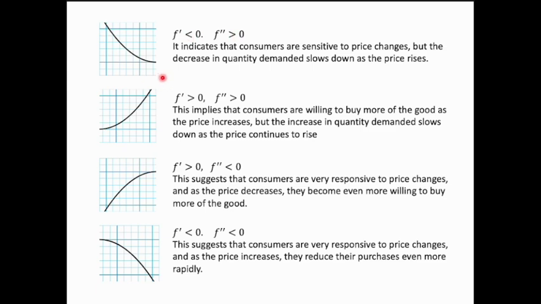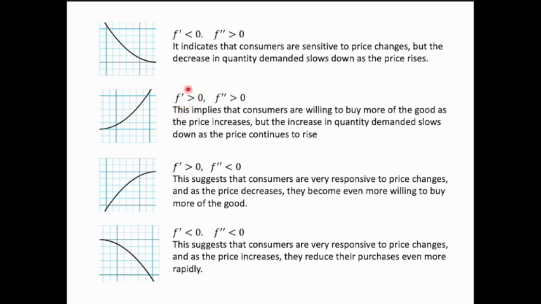we're thinking about elasticity. So if the first derivative is negative, meaning it's decreasing from left to right, but the second derivative is positive, this is basically telling us that we have a downward sloping demand curve, meaning the demand decreases as the price increases. But because it's concave up, the decrease in quantity changes slowly as the price rises. Let's look at the second scenario.